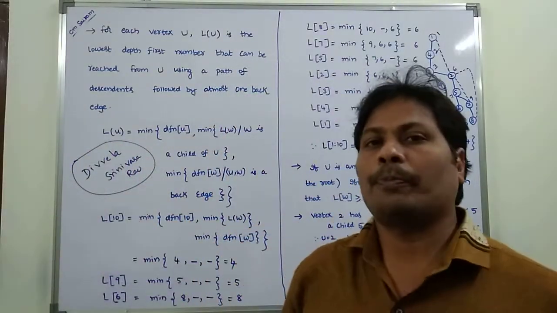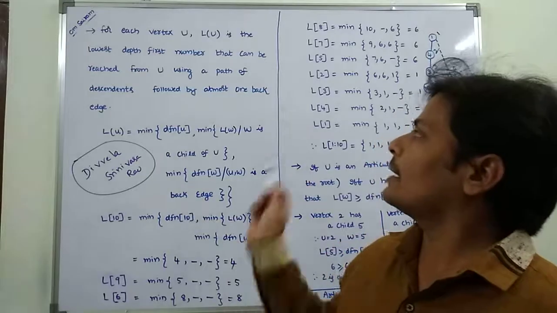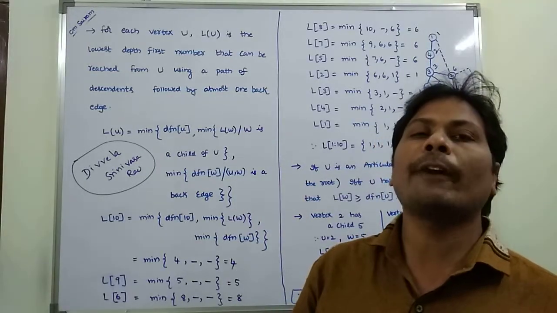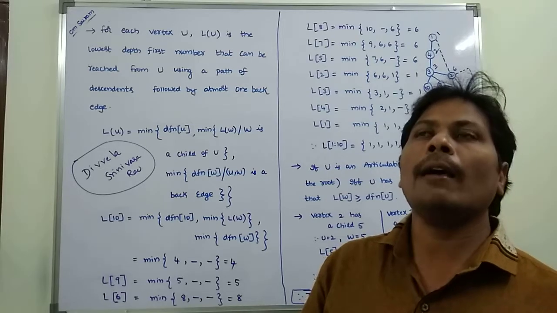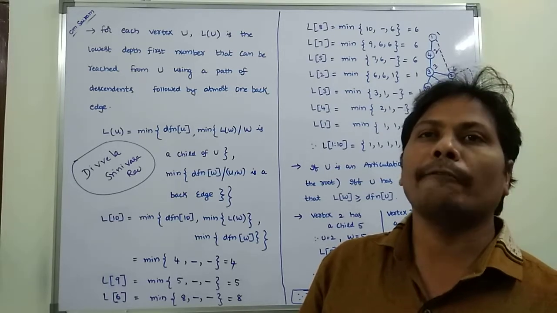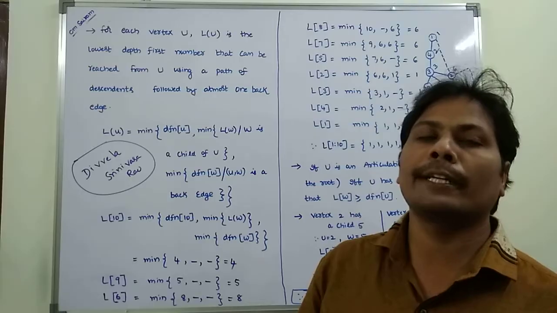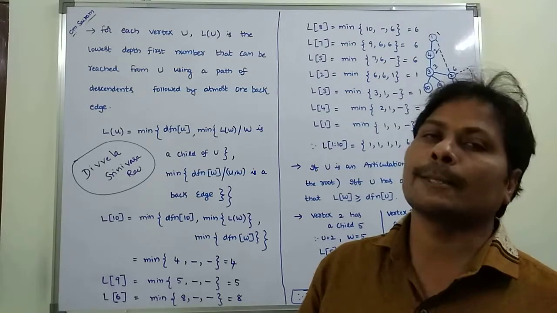So by using this procedure, we have to find out the articulation points by calculating the L value and DFN value for each and every vertex in the depth first spanning tree.